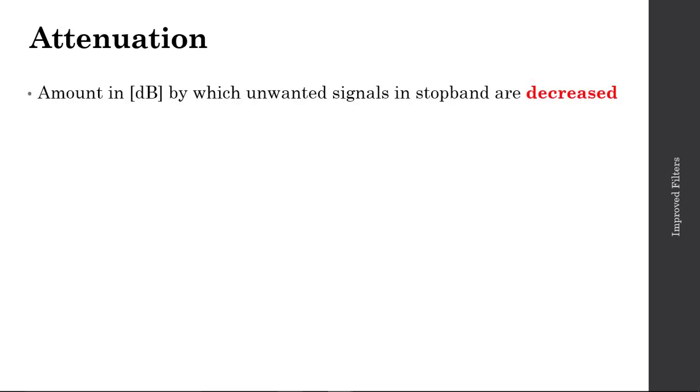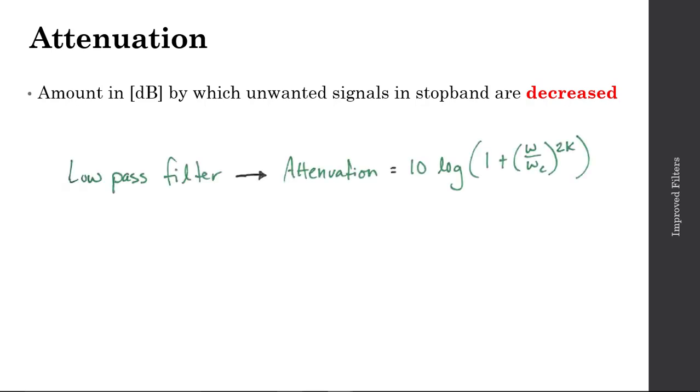Because our filters are not ideal, even at higher orders, we need to define this term attenuation. The attenuation of a filter is the amount by which unwanted signals in our stop band are decreased, and this is given in decibels. We could write this for, say, a low-pass filter, where the attenuation is equal to 10 times the log base 10 of the denominator of our magnitude ratio.